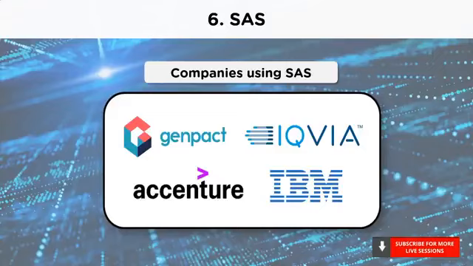So for all those who joined in late, let me just quickly repeat our list. At number 10, we have Microsoft Excel. Then at number 9, we have RapidMiner. At number 8, we have Talend. At number 7, we have Knime. And at number 6, we have SAS.